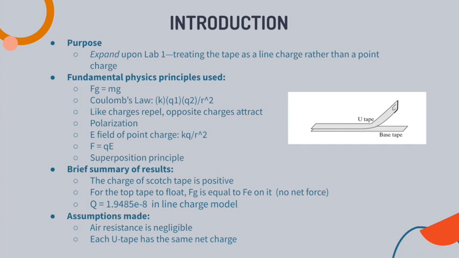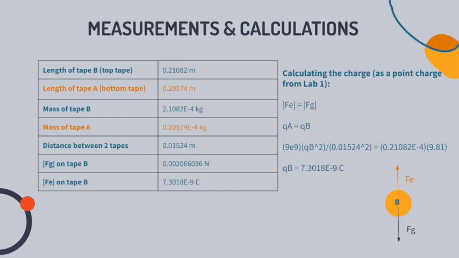A brief summary of my results is that the charge of the U-tape is positive, and in order to calculate the charge of the U-tape, I had to set force electric equal to force gravity. The calculated charge value in the line charge model was 1.9485 times 10 to the negative 8 coulombs. The two assumptions that were made were that air resistance is negligible and that each U-tape had the same net charge. Here I have listed out my data values that were obtained for Lab 1.